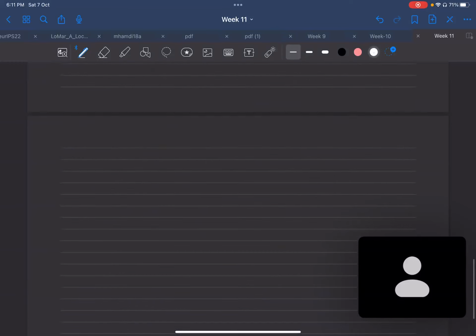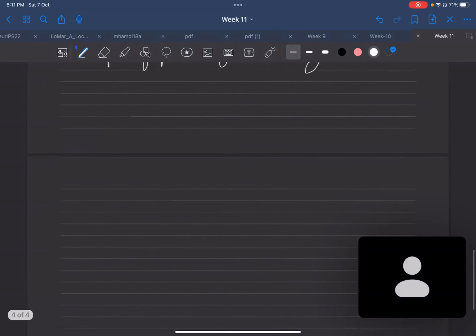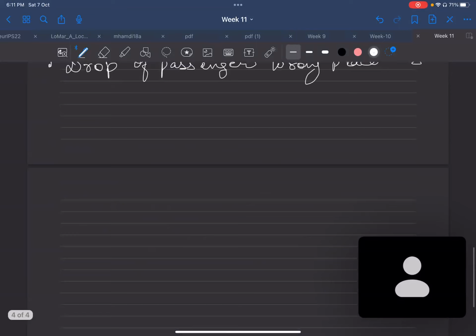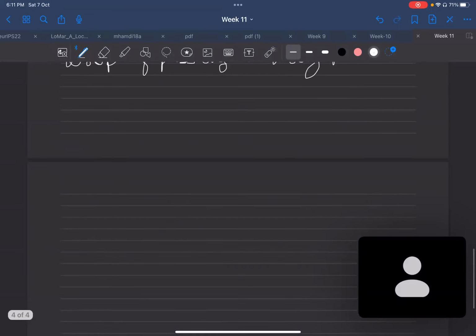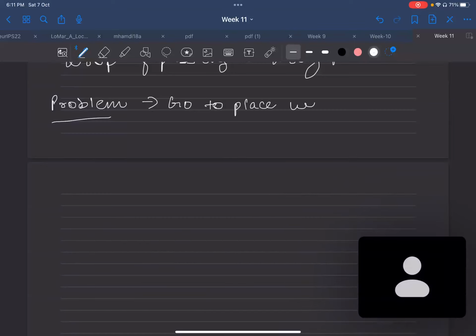Okay. So I can write the problem in this format: what should the taxi do? Go to the place where the passenger is. Pick up the passenger.